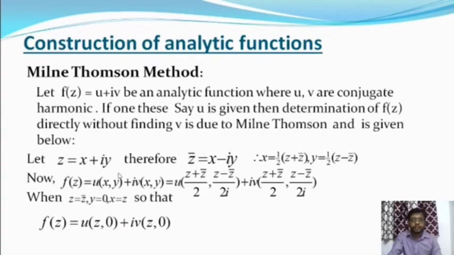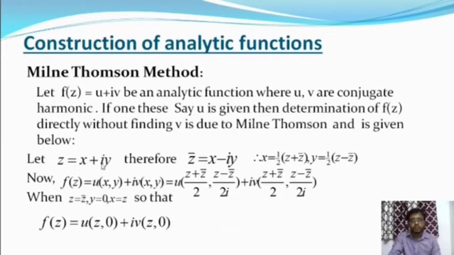So here is the proof of the theorem basically. Let z is equal to x plus iy. This is the complex variable point, and therefore z bar, the conjugate of z, is equal to x minus iy. From these two equations we'll get x and y.